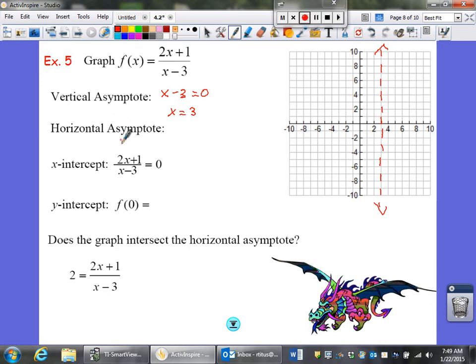A horizontal asymptote, let's see. If the degree of the numerator is the same as the degree of the denominator, then you will take the number in front of the x with the highest power divided by the number in front of the x with the highest power, and that means that y turns out to be 2 divided by 1, which is also just y equals 2. And that is a horizontal asymptote right at a height of 2 on the y-axis.